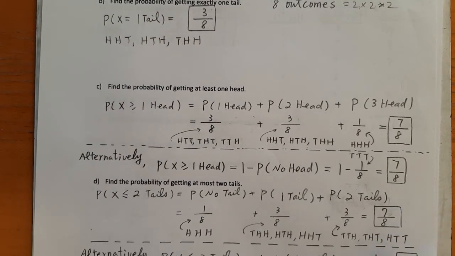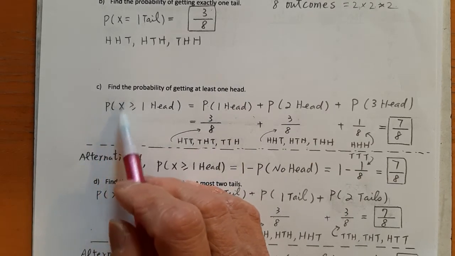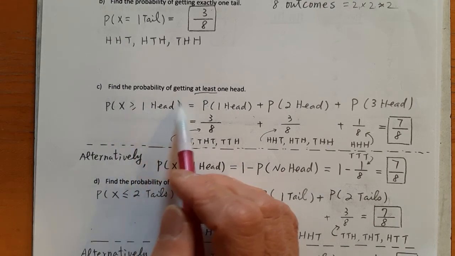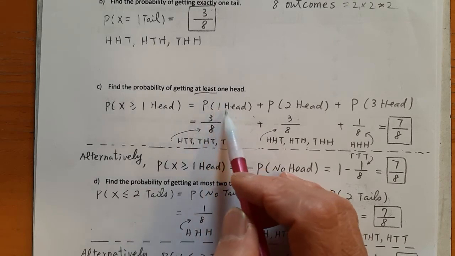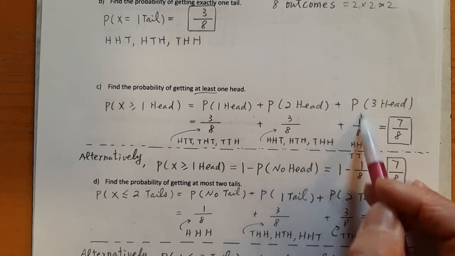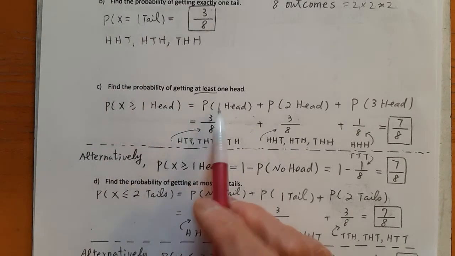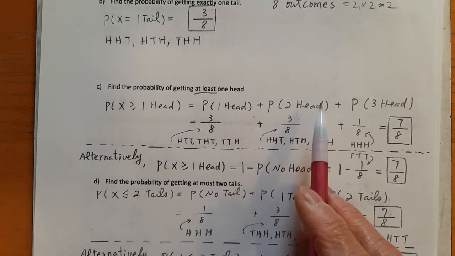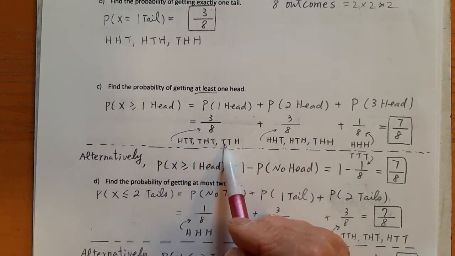And C, find the probability of getting at least 1 head. So probability of x at least, that means x needs to be greater than or equal to 1 head. That means find the probability of 1 head, add probability of 2 heads, add probability of 3 heads. Greater than or equal to 1 head is at least 1 head. That means 1 head or 2 heads or 3 heads added together. So 1 head is those: head, tail, tail; tail, head, tail; tail, tail, head.